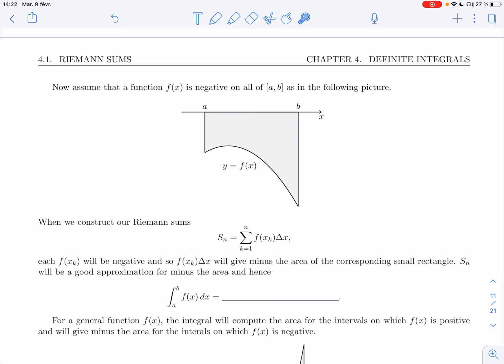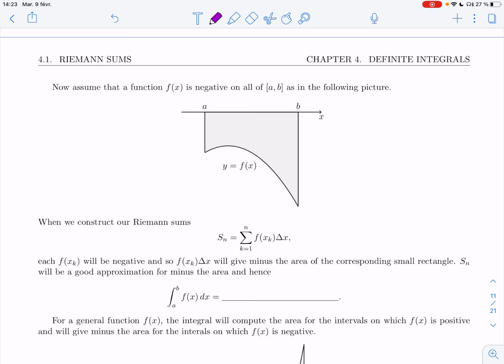All right, let's keep working on areas. And now let's assume that the function f of x is negative. So the region looks like this. I have my y equals f of x, and it's below the x-axis. When we construct our Riemann sums, same formula as above, then f of xk will be negative.